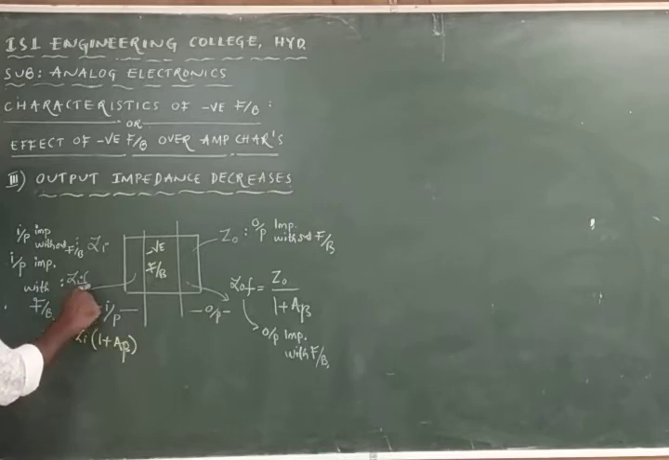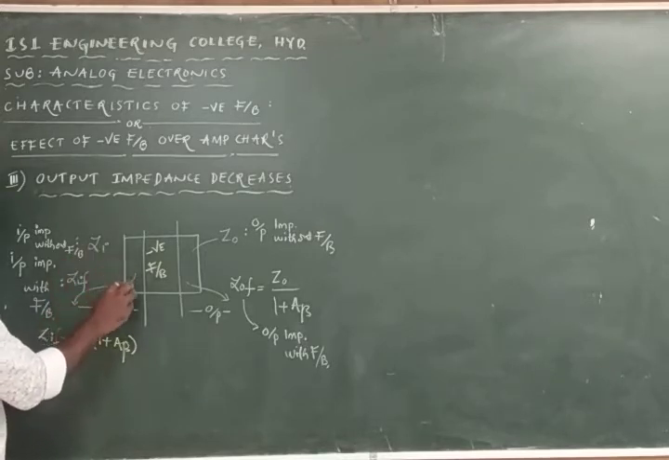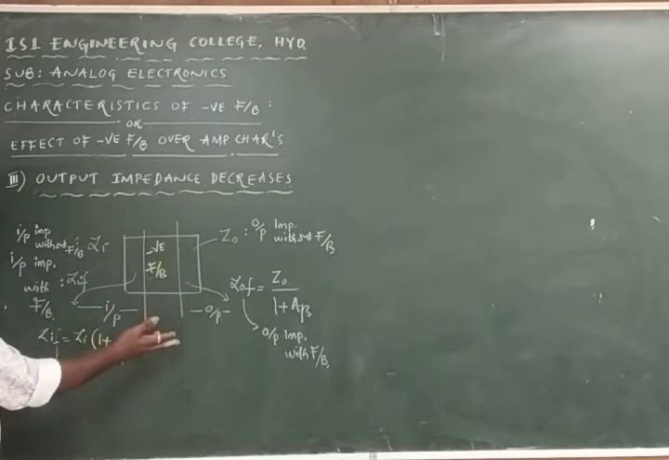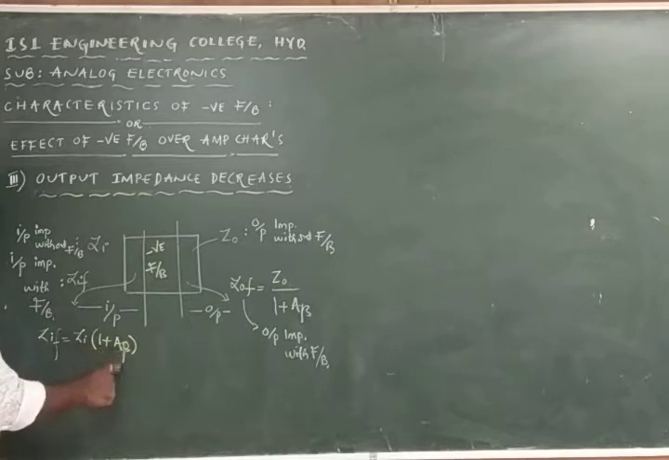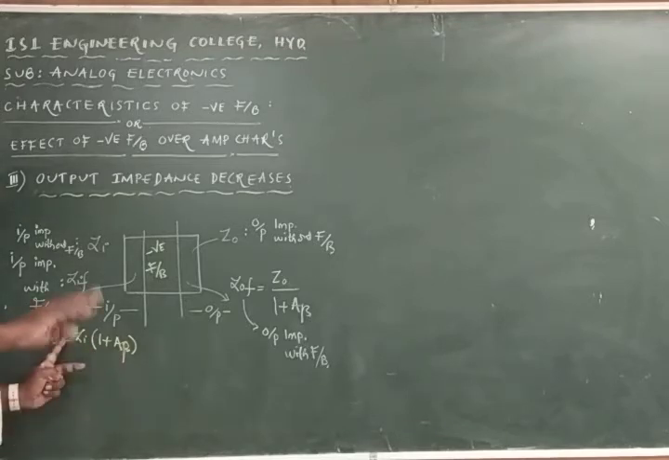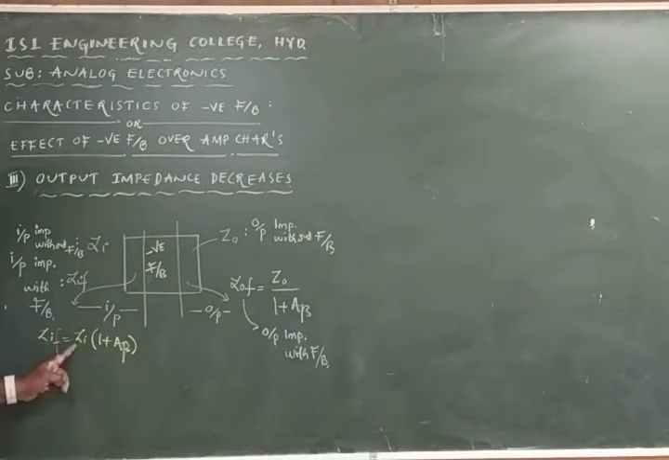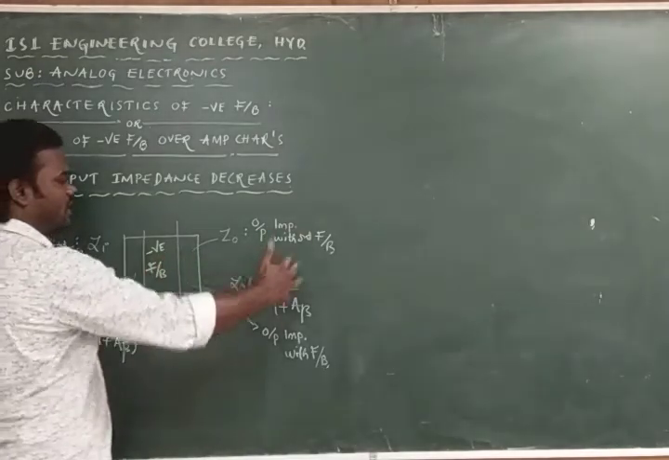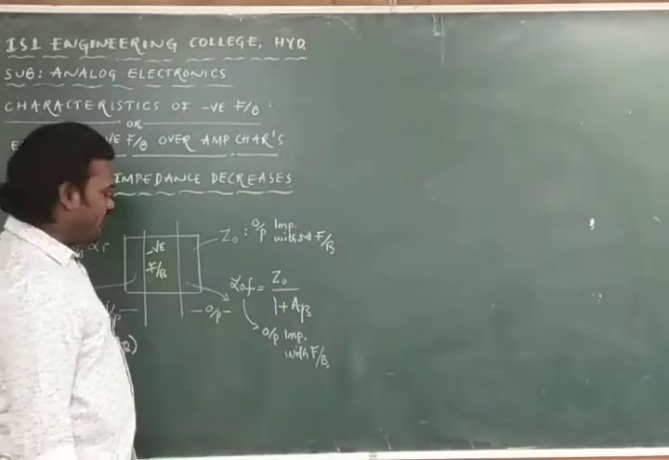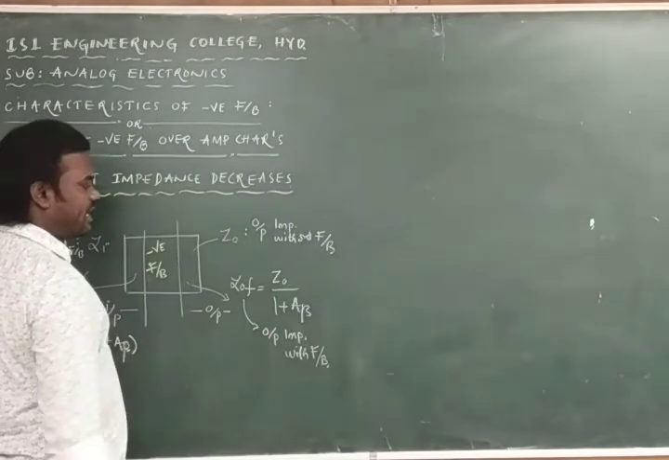ZIF is the input impedance after employing the negative feedback. That is given as ZIF equals Zi into 1 plus A beta. In the previous topic we discussed that after employing negative feedback, input impedance increases by a factor of 1 plus A beta. Now, this you can call the output of a feedback amplifier.